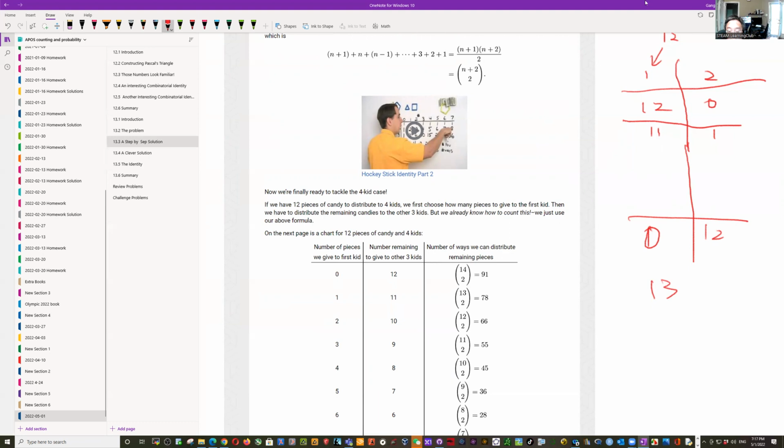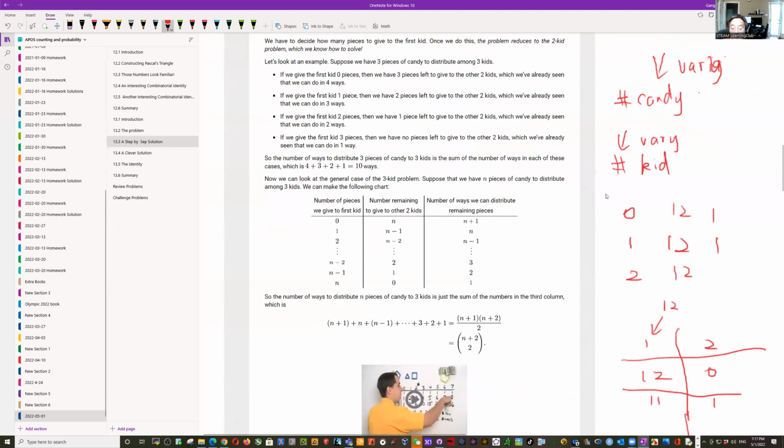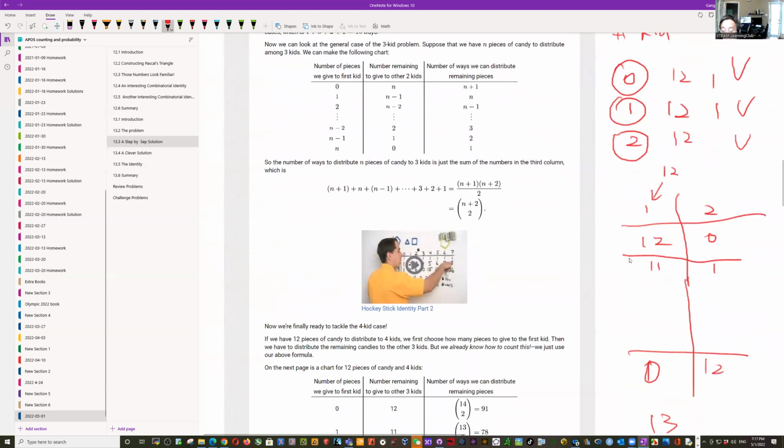So giving out 0 candy is solved, 1 candy is solved, giving out candy to 2 kids is also solved. It's not just solved for 12, it's solved for every number. No matter how many candy, if it's 2 kids, the problem is solved. It's just the number of candy plus 1.